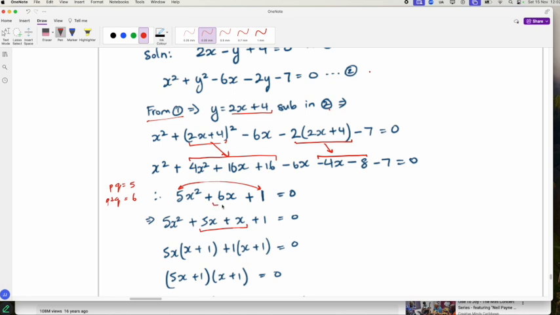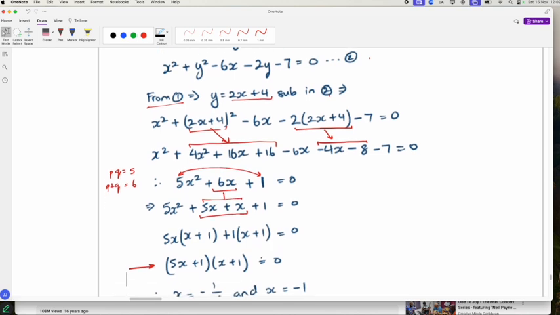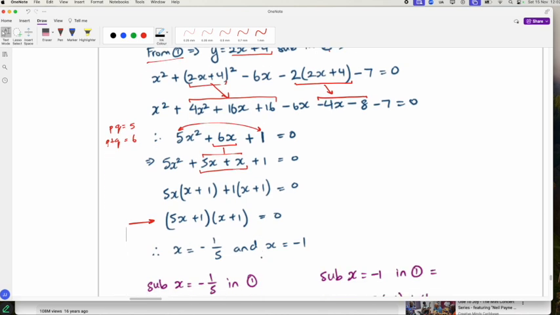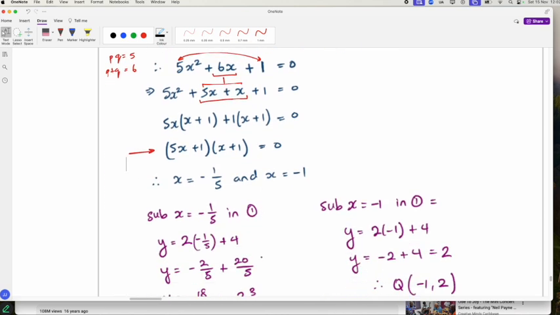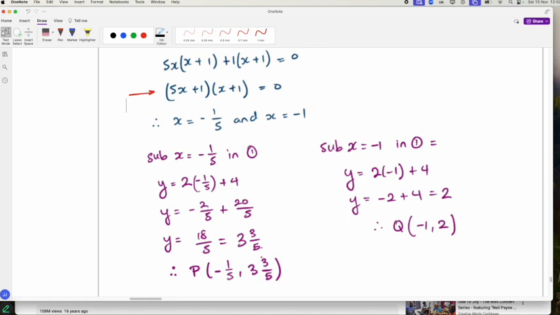So I substitute in the middle value with 5x plus x, and I factorize from there. I'll factorize by grouping to get me 5x plus 1 into x plus 1 being my factors. And so from these factors, you could see here that I get two answers for x. I get x is negative 1 over 5 and x is negative 1.